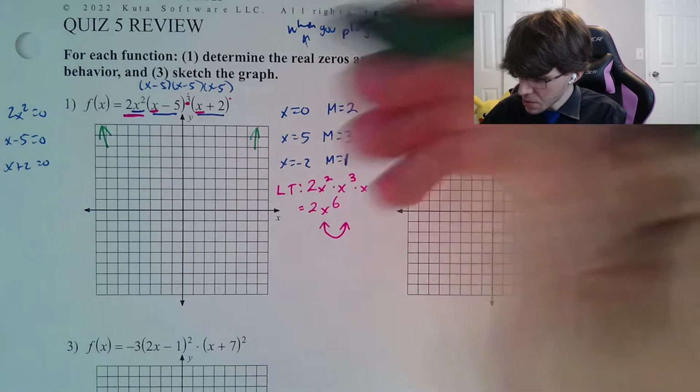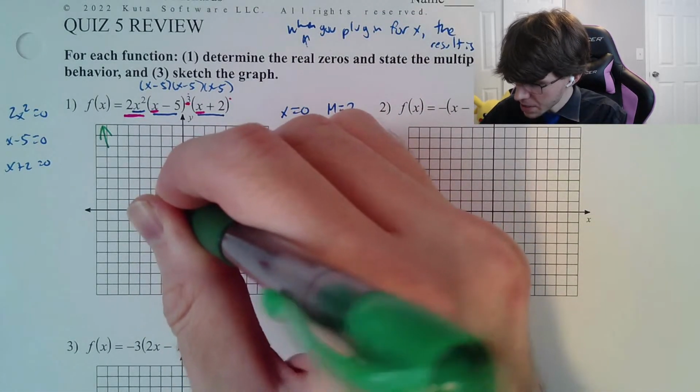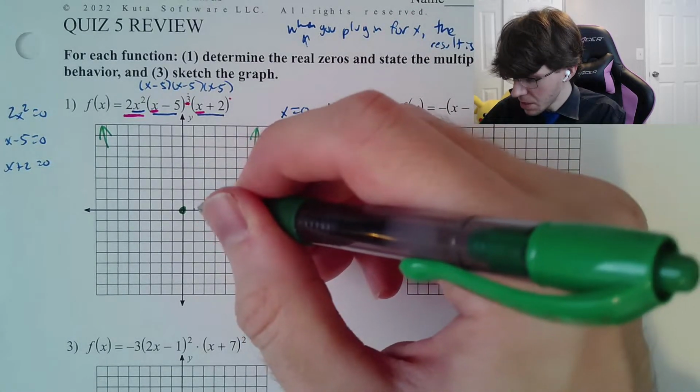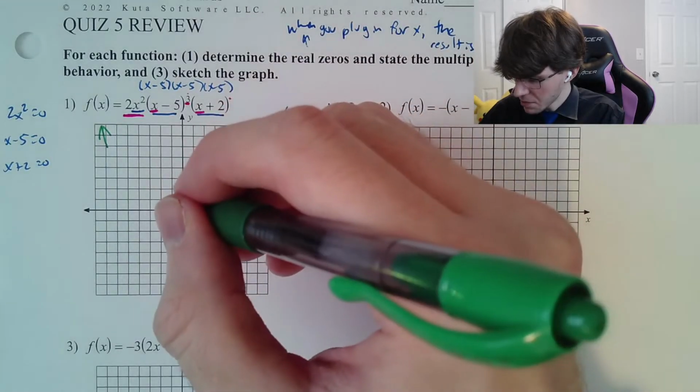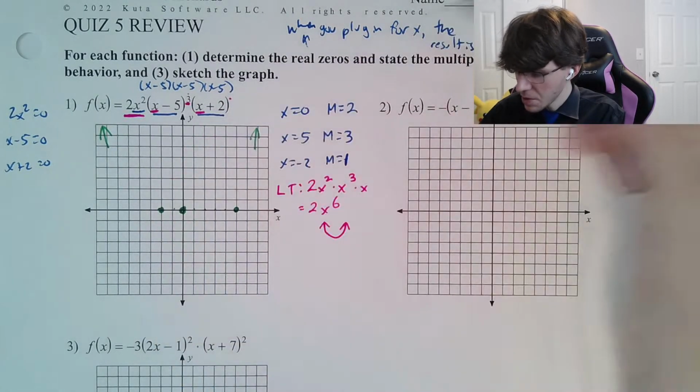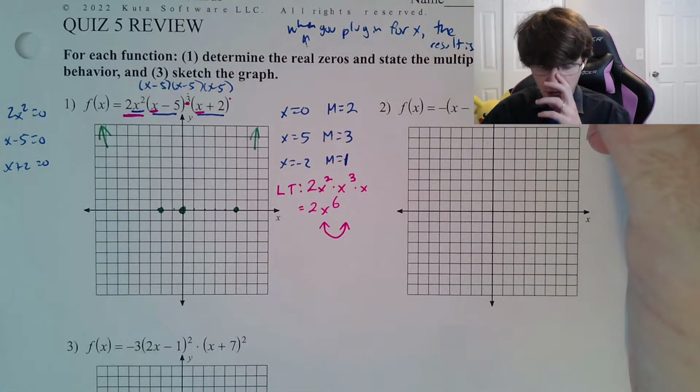Continuing on, we have x equals 0. There's our first 0 to write down. We have x equals 5, 1, 2, 3, 4, 5. And we have x equals -2, 1, -2. There we go. And now we just kind of got to play connect the dots.